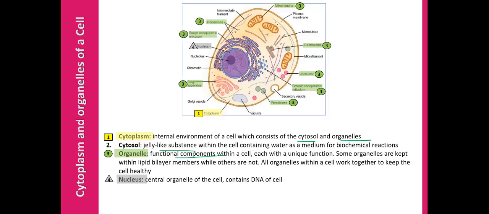Some organelles are kept inside lipid bilayer membranes. So for example, here, the mitochondria up the top, it's got a lipid bilayer around it in order to keep it contained. Another one would be lysosomes, which again has a lipid bilayer around it. Peroxisomes have a lipid bilayer around them. And then we also have the nucleus, which is a type of organelle, and the nucleus contains the DNA of the cell, which then controls the function of the cell.